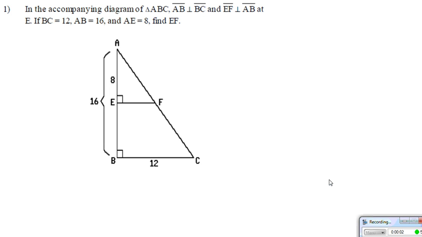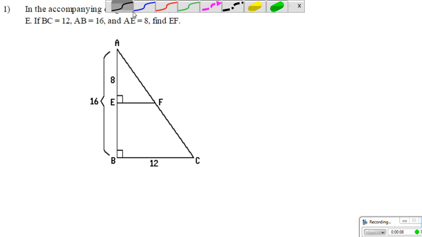Hello class, so we're going to be looking at the review questions on similar triangles. Alright, so let's get started here.